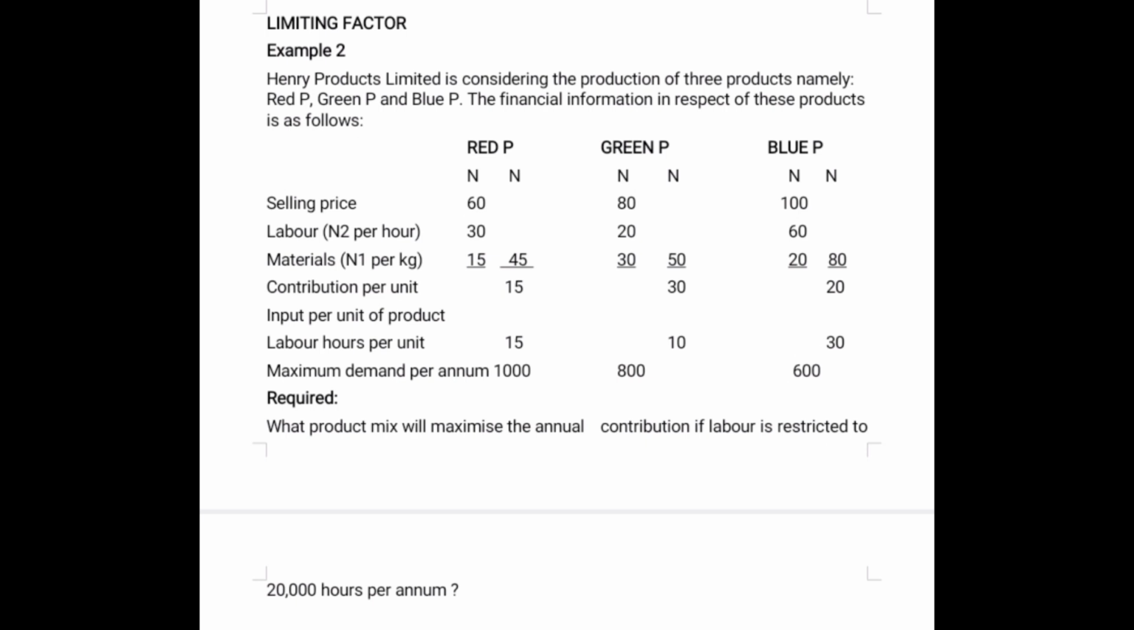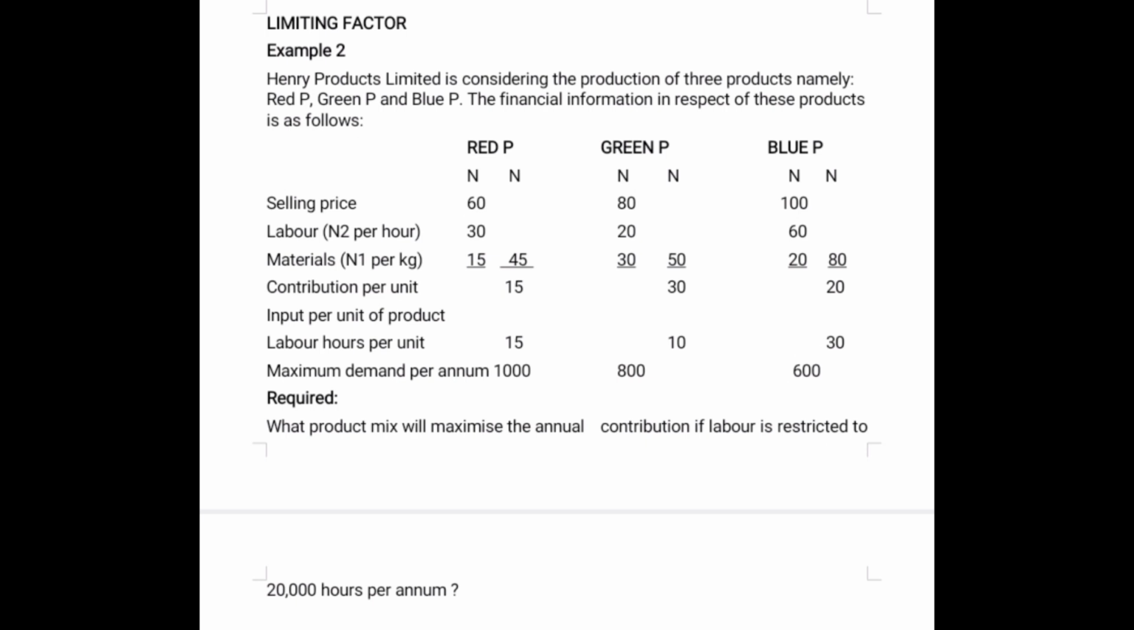All right, so illustration 2 on limiting factor. Henry Products Limited is considering the production of 3 products, namely red pea, green pea and blue pea. Red pea, green pea and blue pea. The financial information in respect of this product is as follows. They gave us red pea, they gave us green pea, they gave us blue pea.